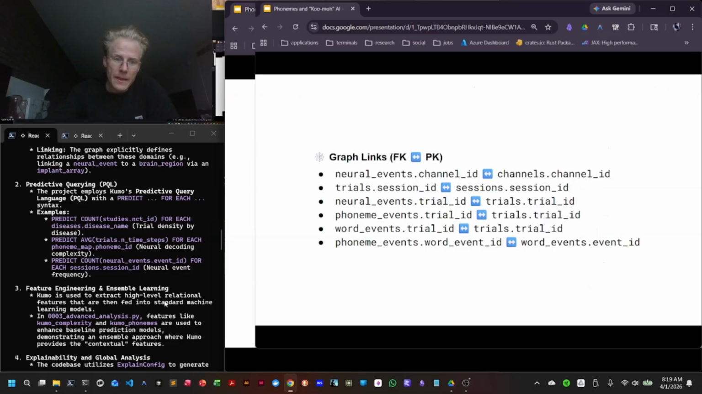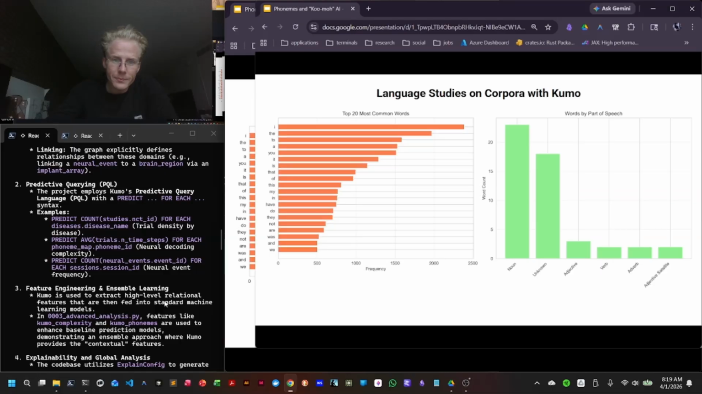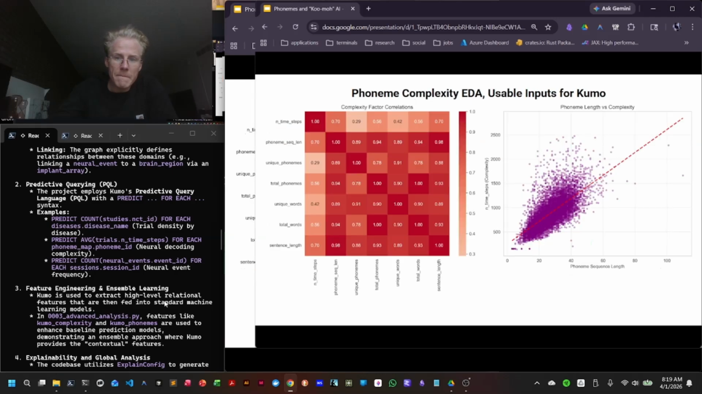This is just some of the code to show you how I matched them and how Kumo used it to match on the foreign keys and the primary keys, forward and backwards, forward and backwards. Use the language studies on the corpora, see which words are most common, which words are next to each other, how they're classified. Phoneme complexity on EDA.